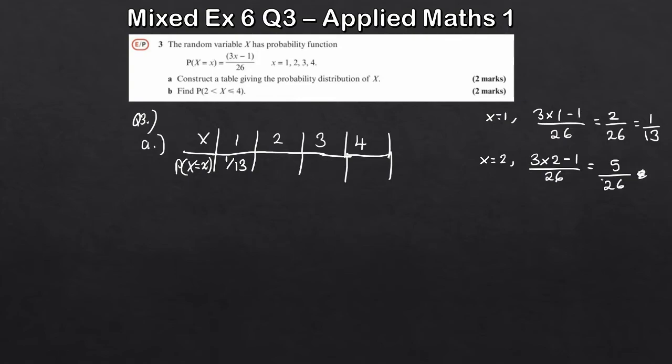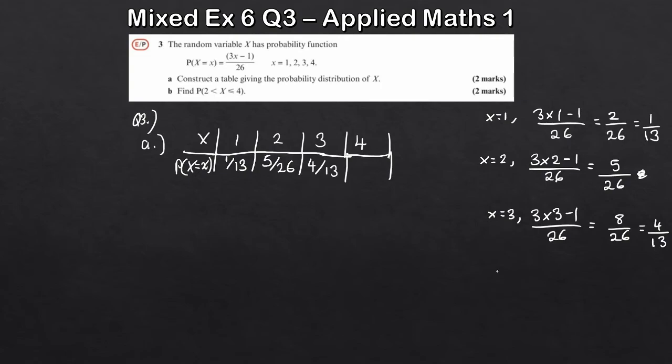We can't simplify that, so that's just 5 over 26. Doing the same now with x equals 3. I've done 2, but I might as well just finish it off here. So 3 times 3 minus 1, divided by 26. So 9 minus 1, that's 8 over 26. And we can simplify this one step further to be 4 over 13 there.